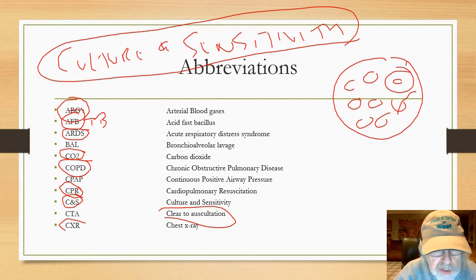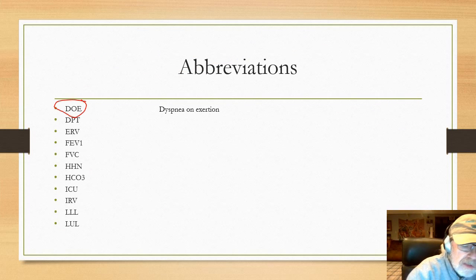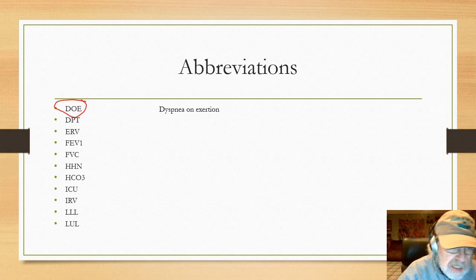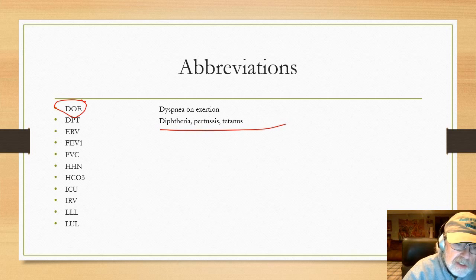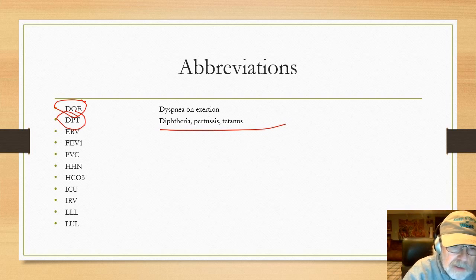A couple more abbreviations that we talk about here. DOE stands for dyspnea on exertion. Dyspnea means bad, difficult breathing. When they have difficulty breathing when they exert themselves, when they're walking. DPT, diphtheria, pertussis, tetanus. We talked about that before as that vaccination. Pertussis is whooping cough, and everybody knows tetanus.